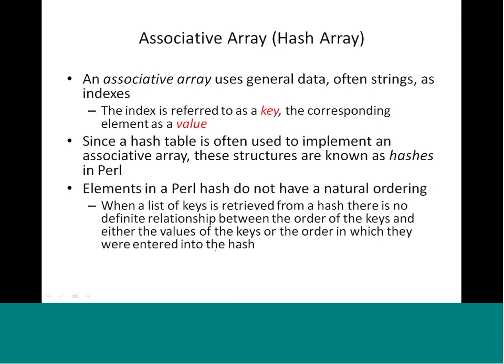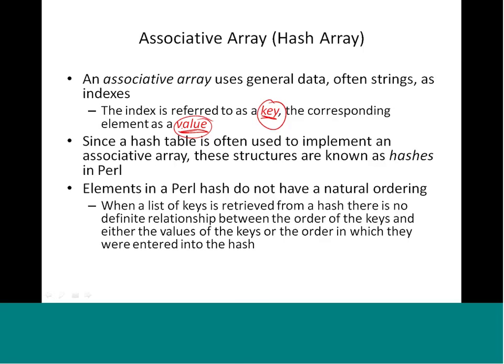So a hash array, a couple of things. One is it does not have a numerical index. It uses general data, often strings, as indexes or indices. The index itself is referred to as the key in a hash array, and the corresponding element is its value. These two terms are very important because we will be looking at this from these two terms. So I want you to remember this: in a hash array or an associative array, the indexes are referred to as keys, and the corresponding elements in the array are referred to as values.